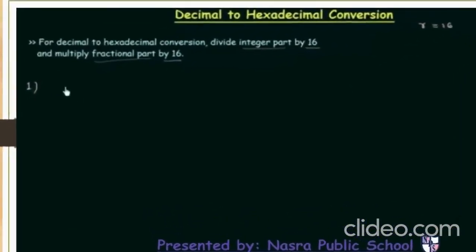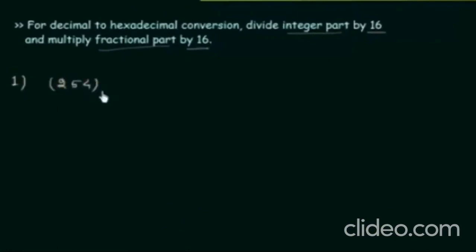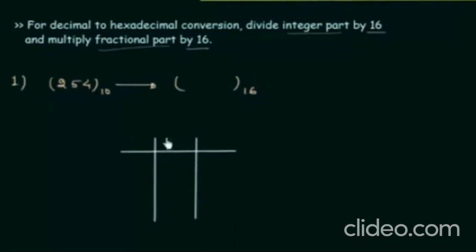Problem number 1. The decimal number is 254. This is in decimal and we want hexadecimal equivalent of this number. So let's start with it. 254 is the decimal number and we have to divide 254 by 16. We have to divide integer part by 16, and when we divide 254 by 16, the quotient is 15 and the remainder is 14, because when you multiply 16 by 15, the result is 240, and when you subtract 240 from 254, you will have 14 as remainder. We will again divide 15 by 16. The quotient is 0 and remainder is 15.